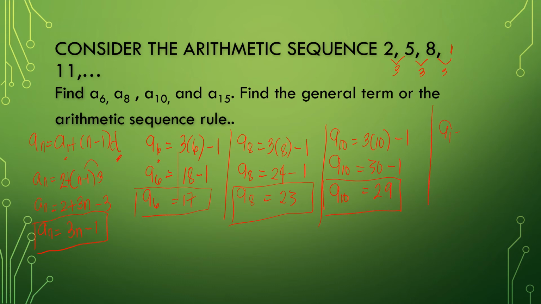For a sub 15, we have 3 times 15 minus 1. So, a sub 15 is equal to 45 minus 1. a sub 15 is equal to 44. So, these are the answers. We have a sub 6 is equal to 17, a sub 8 is equal to 23, a sub 10 is equal to 29, and a sub 15 is equal to 44. And the general term of the arithmetic sequence is a sub n is equal to 3n minus 1.